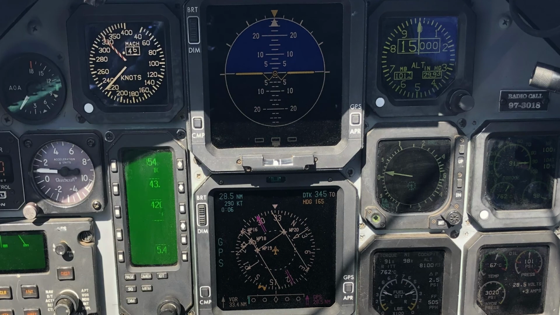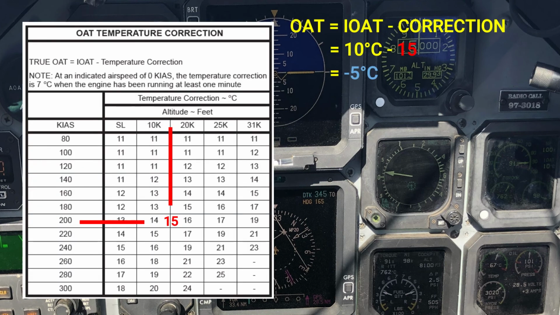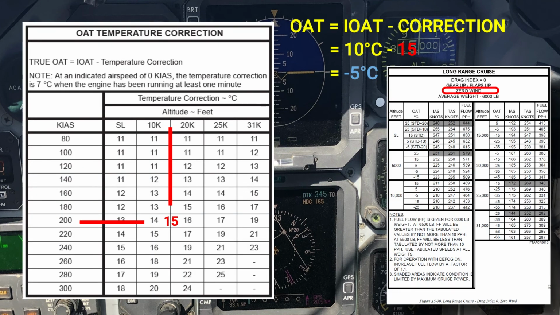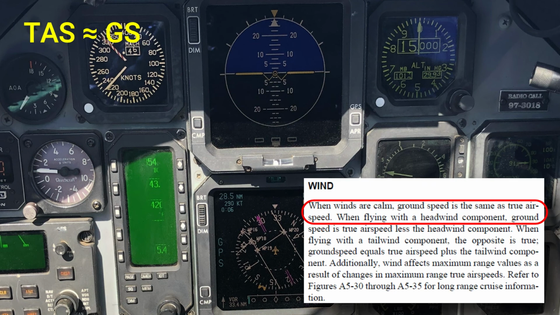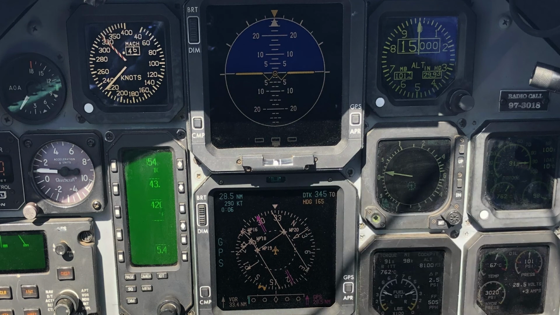On this day, the indicated outside air temperature was about 10 degrees Celsius, so long-range expected performance is based on -5 OAT. This chart is based on 0 wind. In the MOA, a heading was flown directly perpendicular to the wind to make true airspeed match ground speed as close as possible. First, we'll look at max torque cruise.